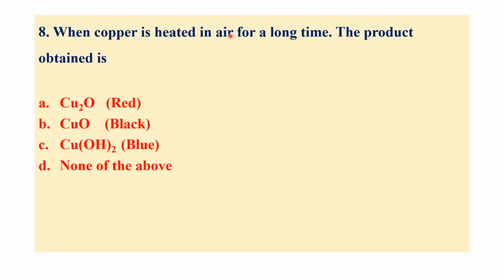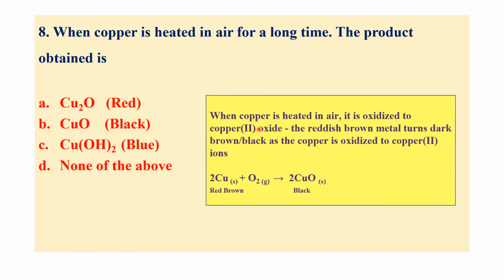When copper is heated in air for a long time, the product obtained is, there are many products given with colors red, black and blue. So we will solve it. When copper is heated in air, it is oxidized to copper 2 oxide, which means the reddish brown copper is converted into black copper 2 oxide. So here it is black and it is also copper 2 oxide. So the answer is B.